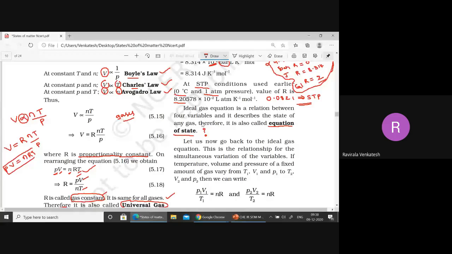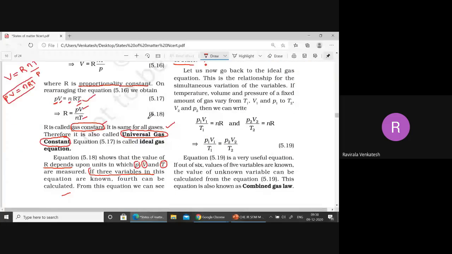So based upon this, the formula is PV is equal to nRT. Now I can write it like this. PV is equal to nRT. Now this temperature I am sending over here. So what we get is PV by T is equal to nR. R is already a constant.